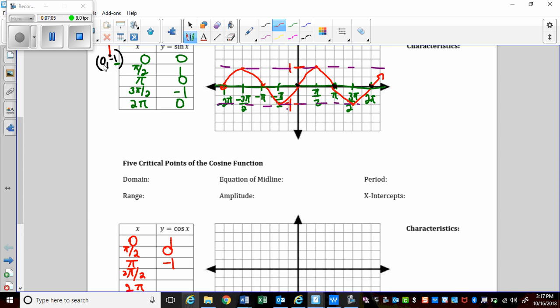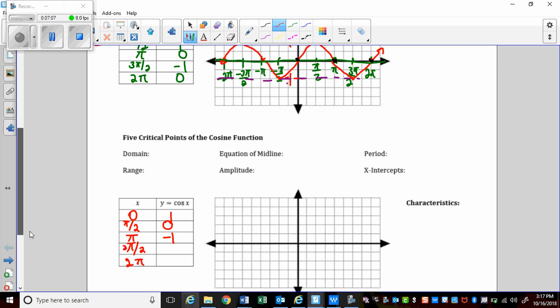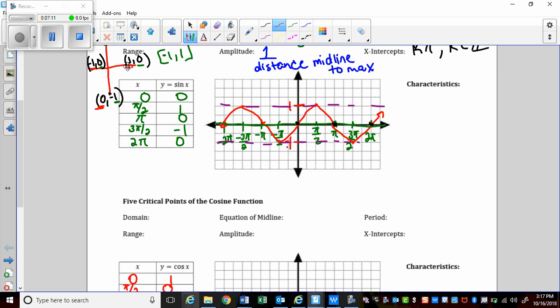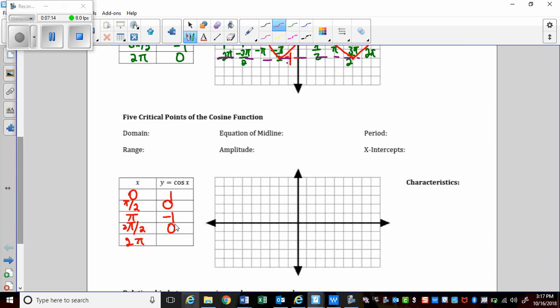At 3 pi over 2, my x value is back at 0. And then at 2 pi, my x value is again positive 1. And I'm just going to plot this in the graph. This is pi over 2, pi, 3 pi over 2, and 2 pi. Again, negative: this is negative pi over 2, negative pi, negative 3 pi over 2, and negative 2 pi.